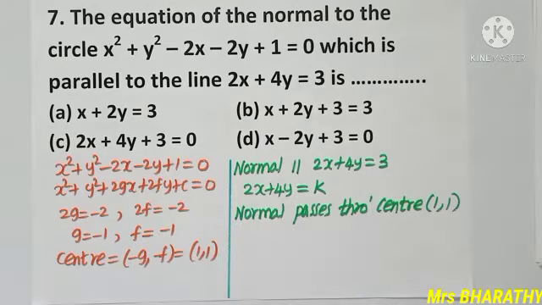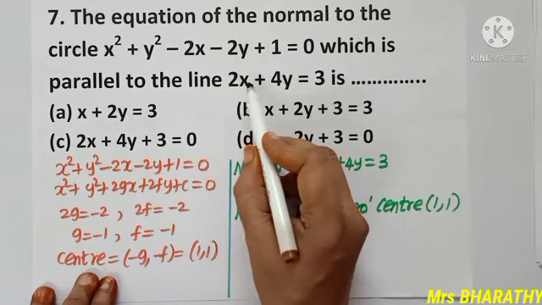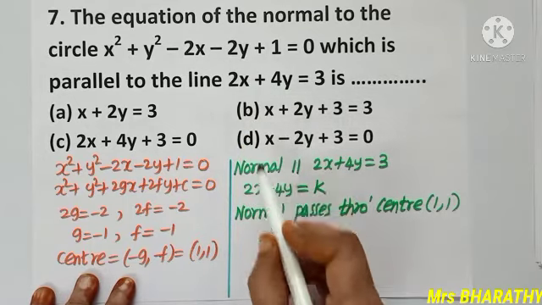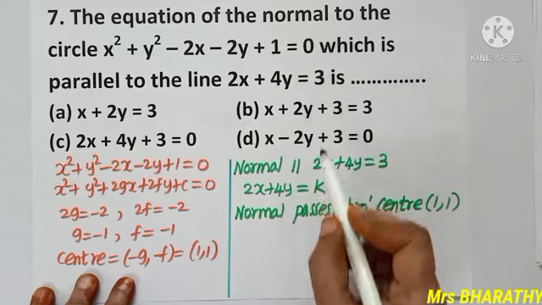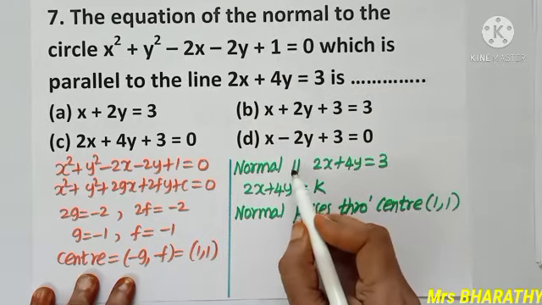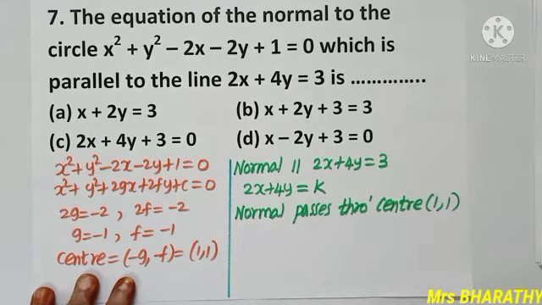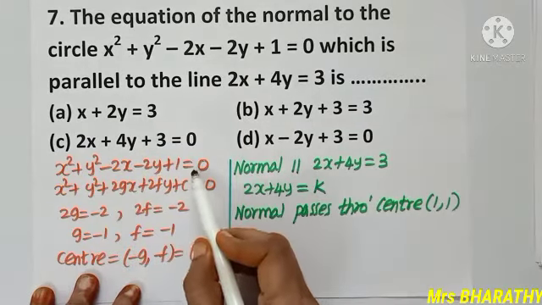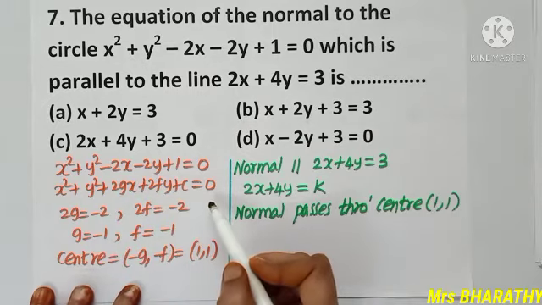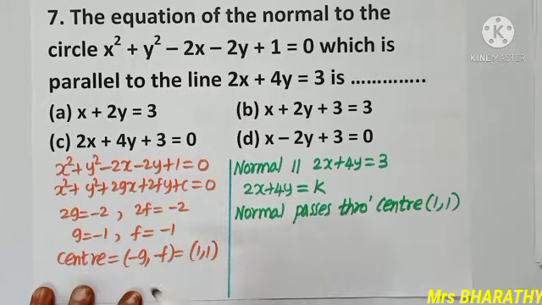Question number 7. The equation of the normal to the circle which is parallel to the line. Given parallel to the line, the normal will have the same x, same y. Only the constant is changing. Parallel lines change by constant. But we know the normal to the circle passes through the center. So from the equation of the circle, which we have compared with the general equation, identify what is g and f. Center is (minus g, minus f), which is (1, 1).